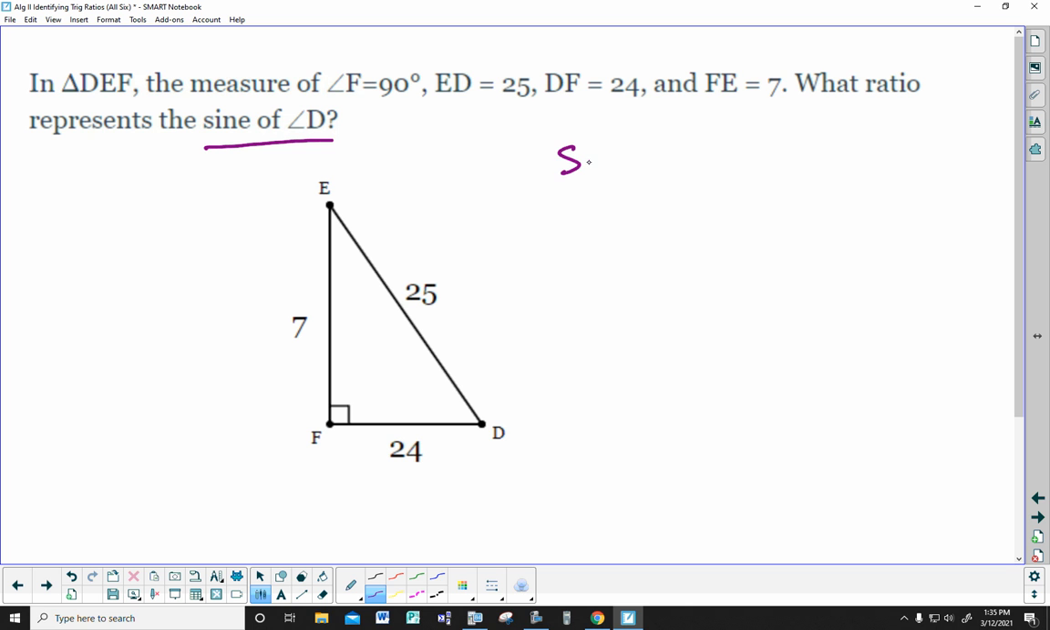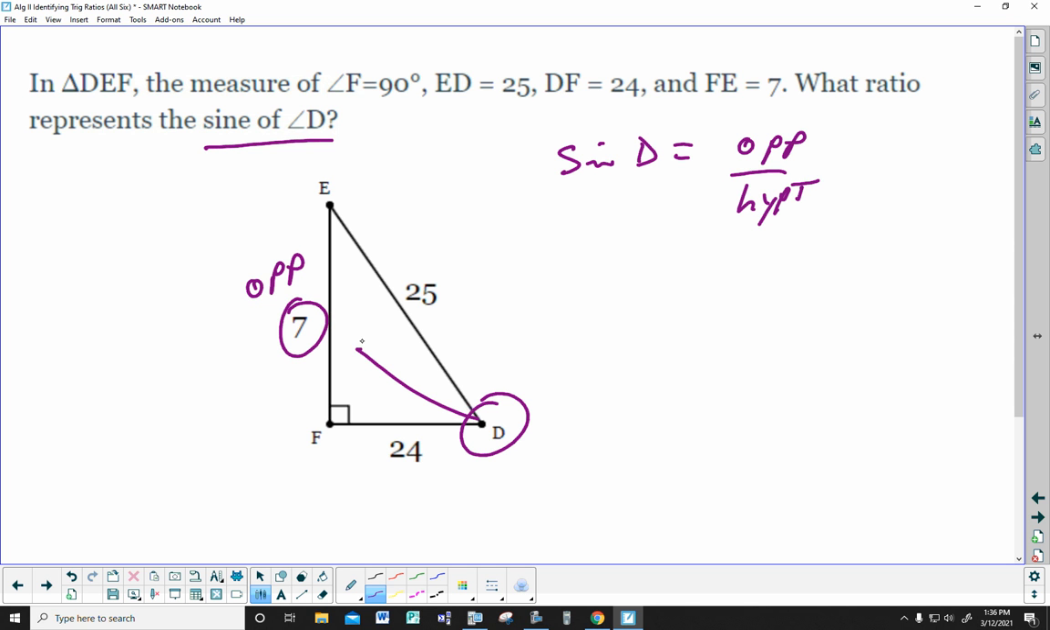Sine of d. Okay. Sine of d. So d, sine is your opposite over your hypotenuse. Opposite. That's your opposite side. Standing on d, that's opposite. This is your hypotenuse. 7/25. Done. There's nothing else to do.